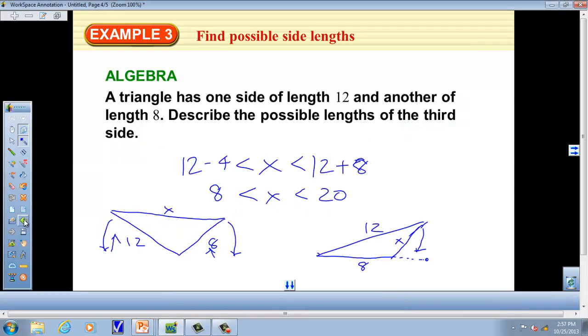So again, going back to what I did, it would be good if I wrote this down correctly. That was incorrect. So this would be 12 minus 8 gives me the 4 there. Sorry about that. I knew there was a problem, that's why I went back to it. So it's 12 minus 8 and 12 plus 8. That gives me the 4. It has to be greater than 4, less than 20.